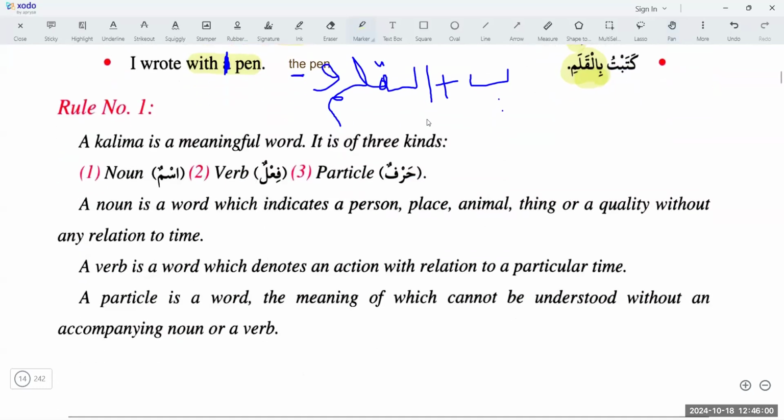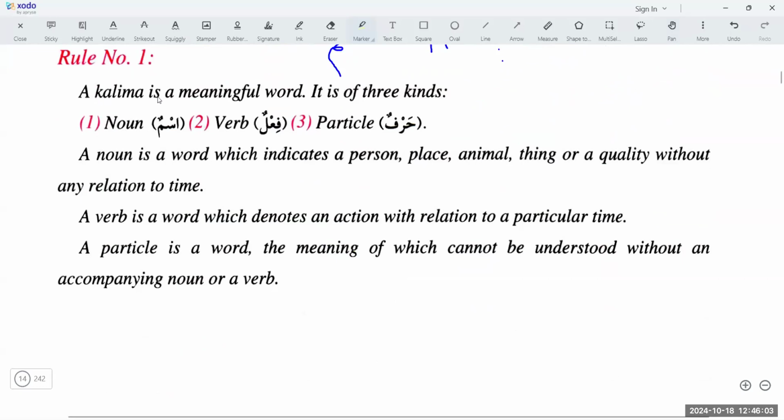So what are the rules? Rule number 1: a kalima is a meaningful word. It has three kinds: ismun, noun; fi'lun, verb; harfun, particle. A noun is a word which indicates a person, place, animal, thing, or a quality. Adjective.